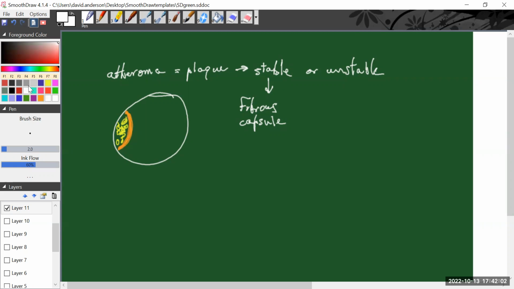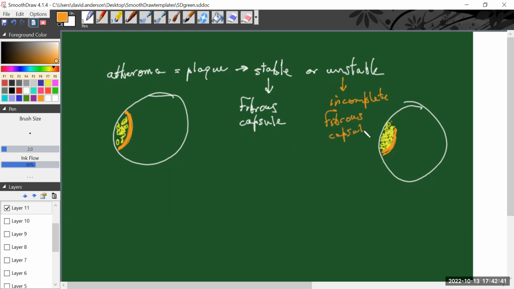If we looked at the lumen of the blood vessel and we noticed that this cholesterol and the fibrocytes and so on formed a cap that was incomplete, maybe it was free on one side, then that's described as an unstable plaque. That's more likely to be able to break away. So it has an incomplete fibrous capsule, so that's a little more dangerous. That's a little more of a concern.